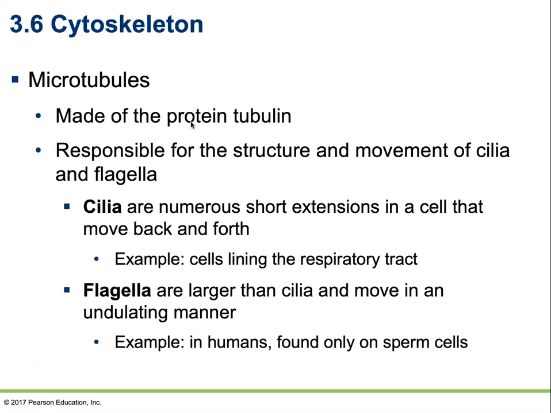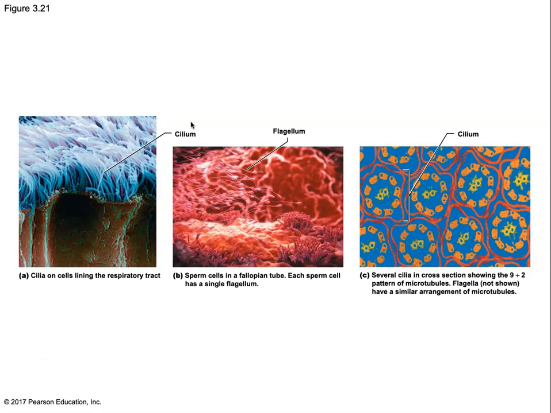Great example of these in humans. They are only going to be found on sperm cells. There are many, many cells out there that have flagella, but in a human being, our only cell that actually has a flagellum is going to be found on sperm cells. So here's an example of what that looks like.